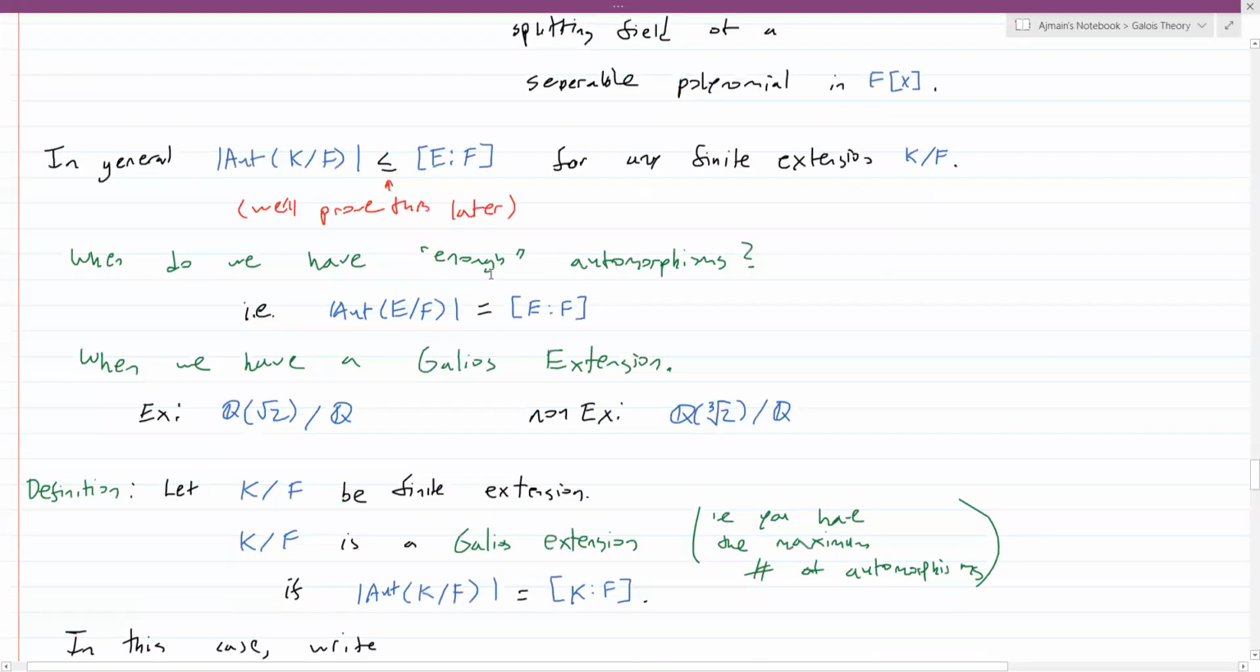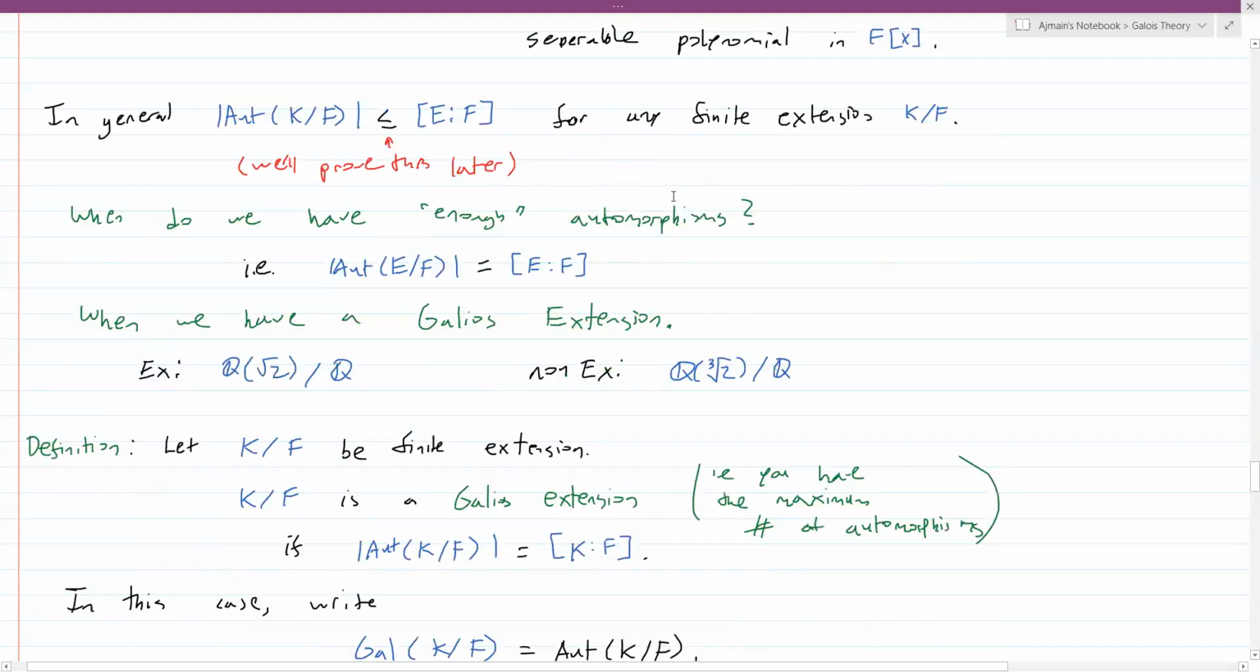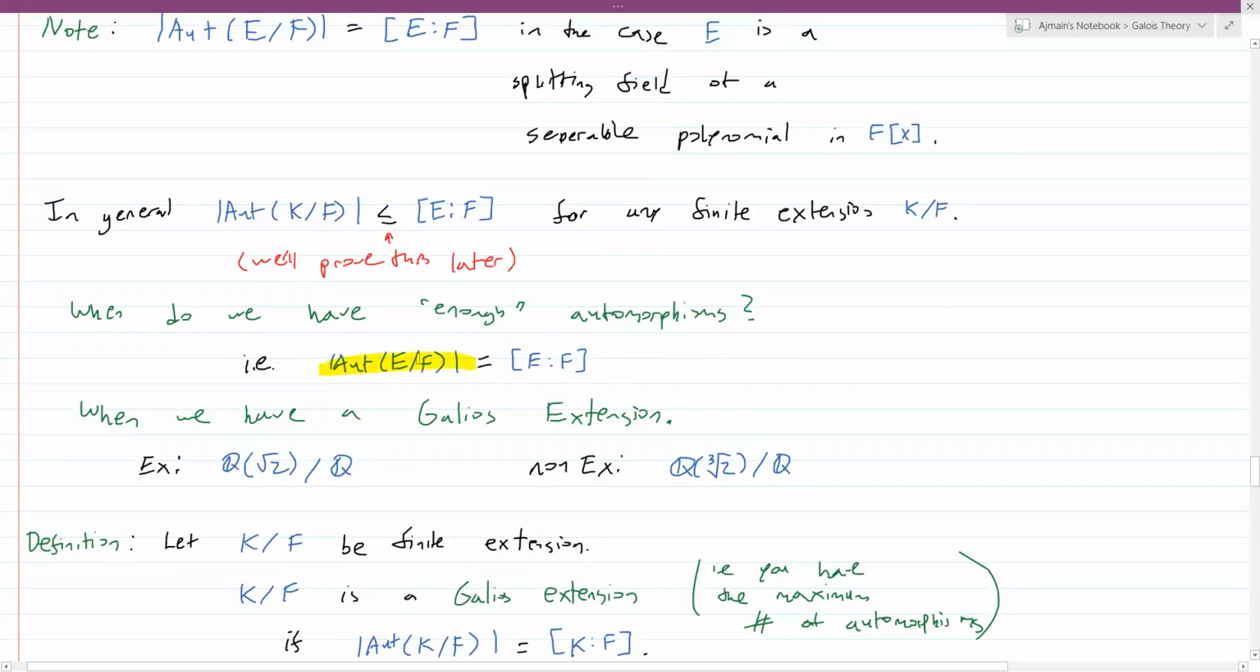Okay, so the question now is, when do we have enough automorphisms? So when do we have that the order of the automorphism group, the number of automorphisms of this extension, is equal to the degree of the extension? And we have a name for these kinds of extensions, and they're called Galois extensions.